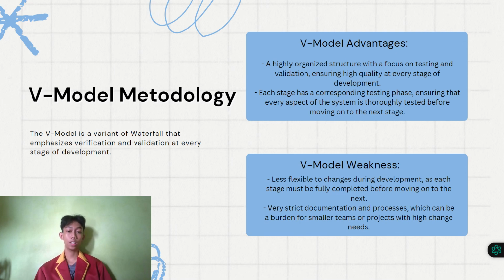V-model weaknesses: less flexible to changes during development, as each stage must be fully completed before moving on to the next. Very strict documentation and process, which can be a burden for smaller teams or projects with high change needs.